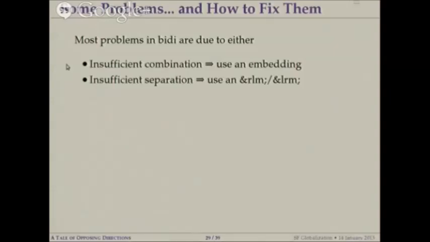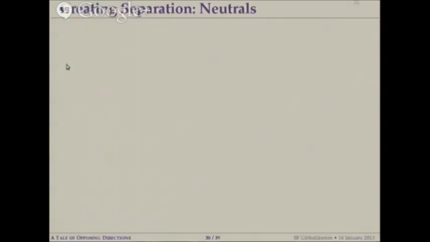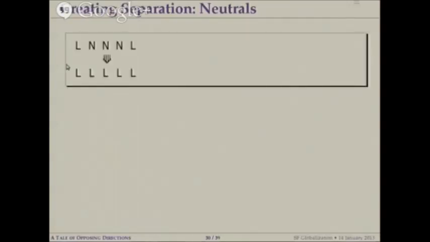These are the characters, as I mentioned. They're invisible. They do nothing except sit there and be strong. And they will help you split up things that would otherwise glom together. So here's how to create separation. Let's say we have our sandwich rule. If you have a left to right text and then the neutral text and then the left to right text, it all becomes left to right.